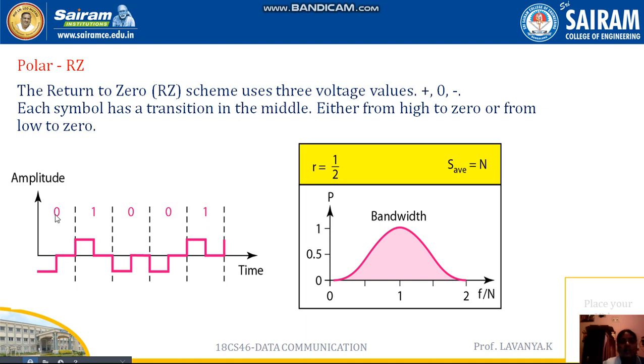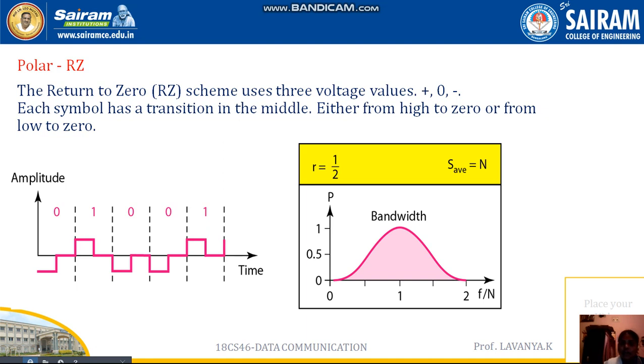See, this is the sequence of the digital data or binary value. If it is 0, I have taken it from lower level to higher level in the RZ. Then if it is 1, yes, it should be from higher to lower level. If it is 0, lower to higher. If it is 0, lower to higher. If it is 1, higher to lower. Like that the transition will happen in RZ.